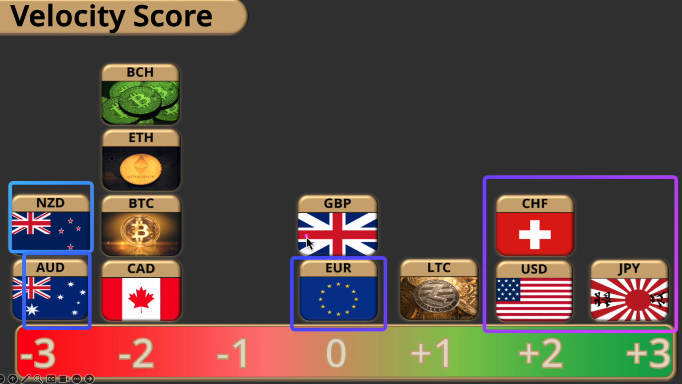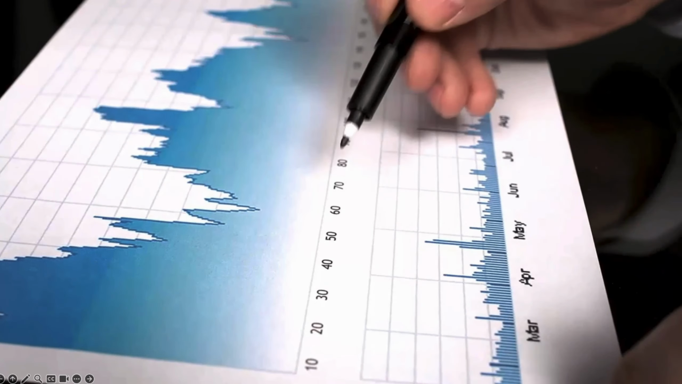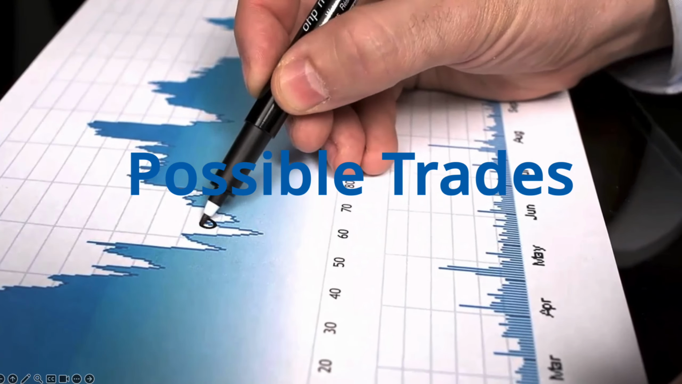And between the euro and the pound, I am not really interested in these two. And then we have CAD, which again, I will be looking at for tomorrow's rate statement. So let's just jump in and take a look at some possible trades ahead.